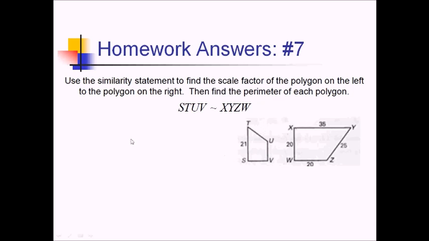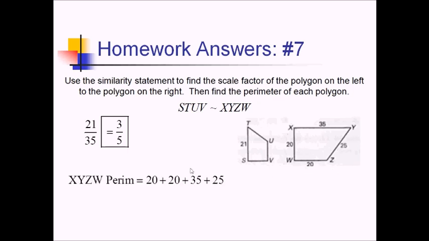So I'll write my scale factor then as 21 over 35, which I will now reduce by 7s to 3 over 5. Next, let's find the perimeter of each shape. We'll start with the perimeter of the shape we have the most information about, this second shape here. Adding up all those sides, we've got 20 and 20 is 40, and the 35 and the 25 here add up to 60, so 40 and 60 gives us a total of 100.